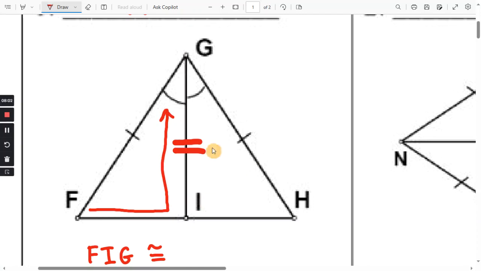Now on the other side, I am going to trace it the same way. So I'm going to go from H to I to G. It's basically like a mirror image. I went FIG, and on this one, I went HIG. So you want to trace them both the same way.